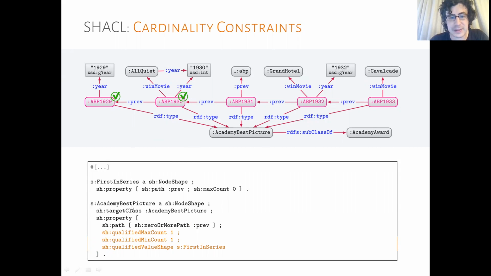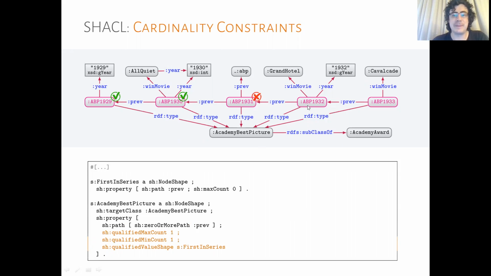It also satisfies Academy Best Picture. What about this one here? So we've done a little trick here. We put this nasty second previous edge here. So we see now that this one satisfies first in series, and this one satisfies first in series, and both of them are on a path of 0 or more previous, even though this one isn't a target, right? That doesn't matter. So we see it as two first in series, right? Two starts, start elements in the list.